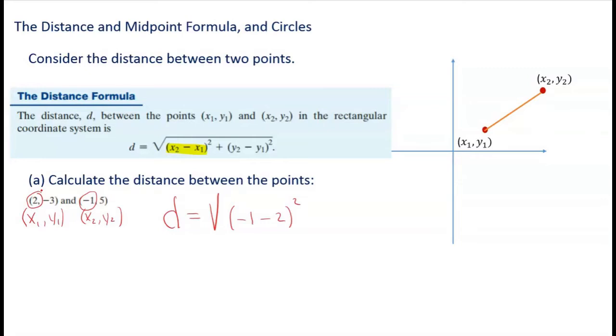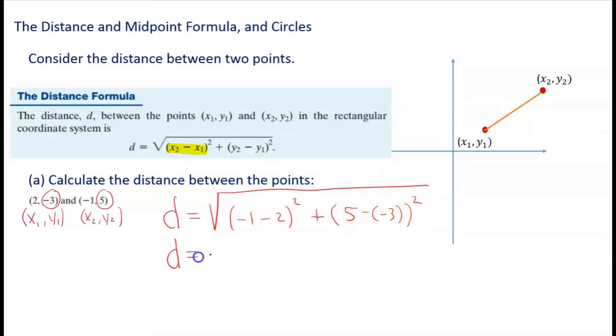Let's do x2 minus x1 and then square it, plus, now I'm going to do the same thing with my y values. y2, which is going to be 5, minus y1, which is -3. So 5 minus a -3, squared. Now be very careful. When you're minusing a negative number, you're going to have 2 negatives there. That's going to turn positive.